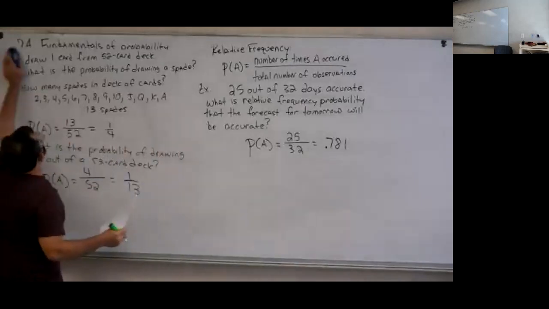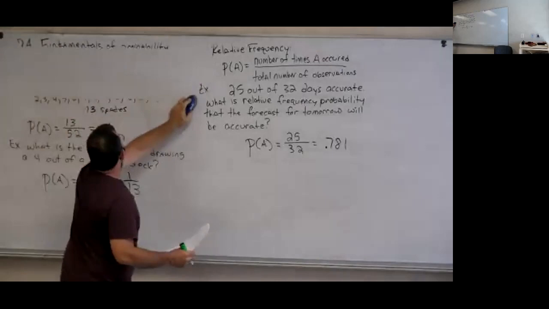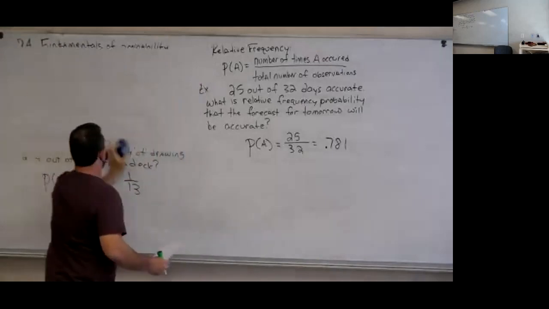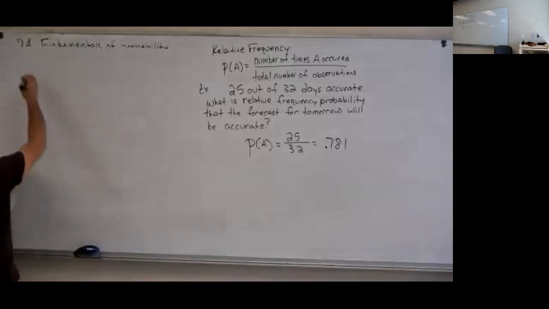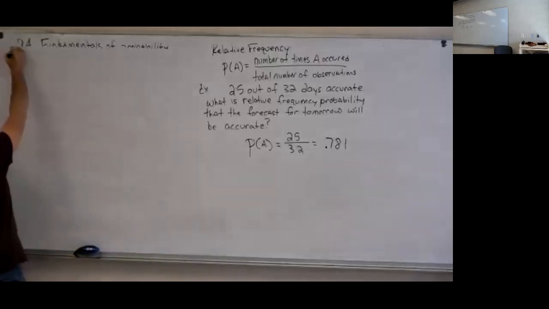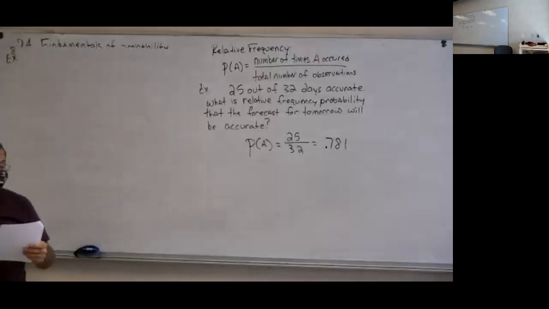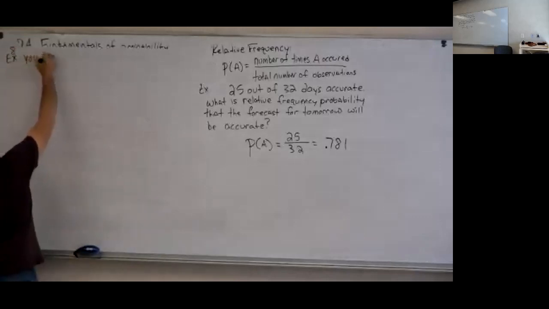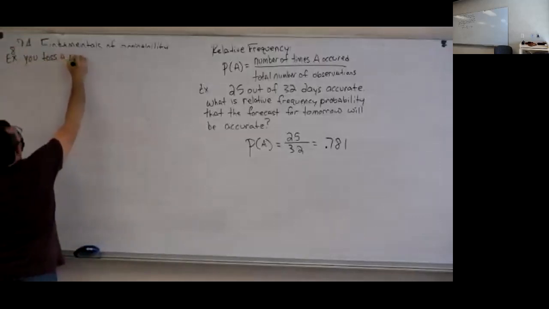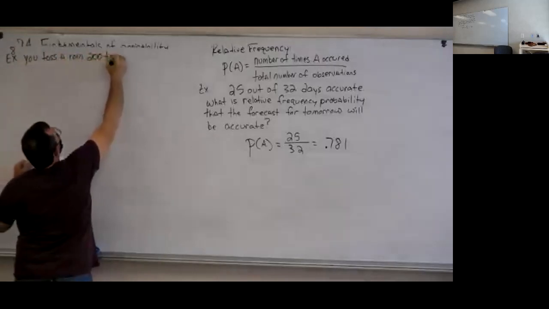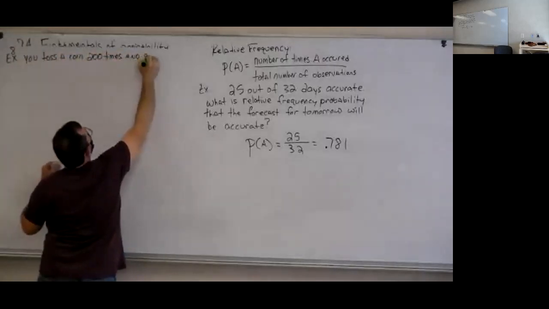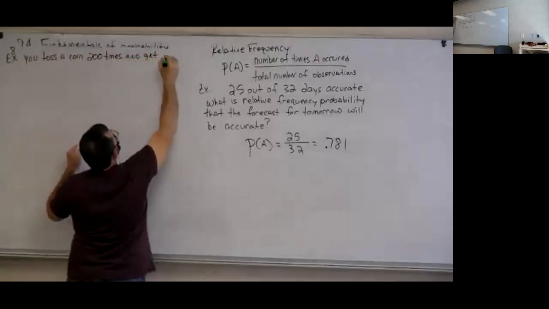All right, here's my number 8. Number 8 is a little longer. So this would be like y'all's number 8, and mine has 3 parts to it, okay? Mine says you toss a coin 200 times and get 30 tails.